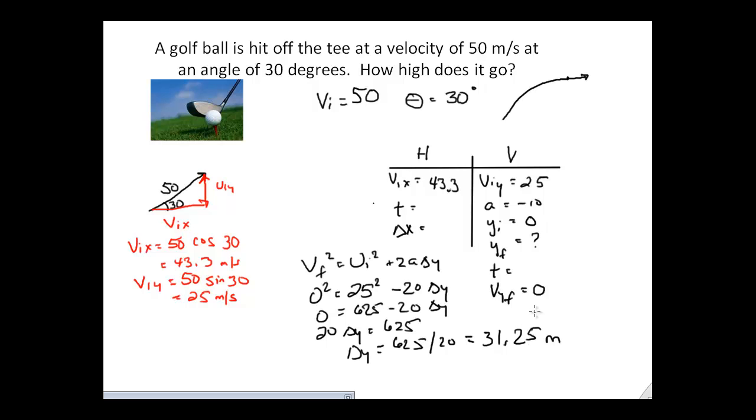So you're going to see a maximum height problem on the test. The thing to remember to bring to the problem is right here, that the velocity at that moment is 0. If you remember to bring that in, it's an easy problem to do.